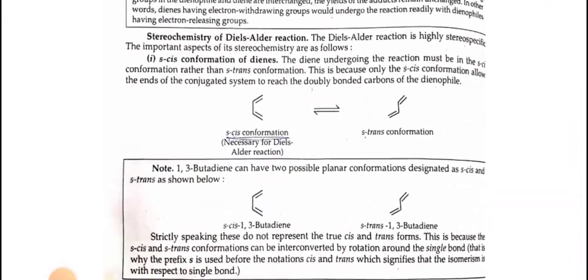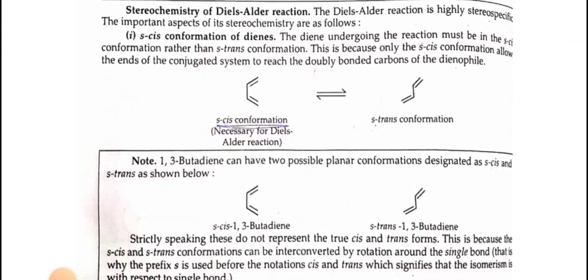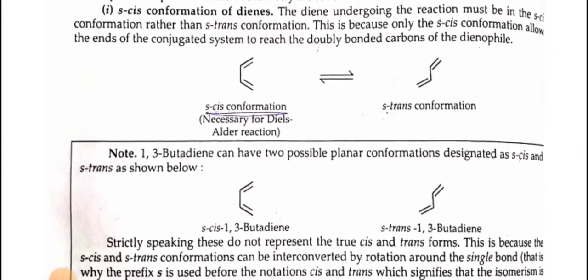Stereochemistry of Diels-Alder reaction. The Diels-Alder reaction is highly stereospecific. The most important aspects of this stereochemistry are as follows. First, s-cis conformation of the diene. The dienes undergoing the reaction must be in the s-cis conformation rather than the s-trans conformation. This is because only the s-cis conformation allows the ends of the conjugated system to reach the doubly bonded carbons of the dienophile.